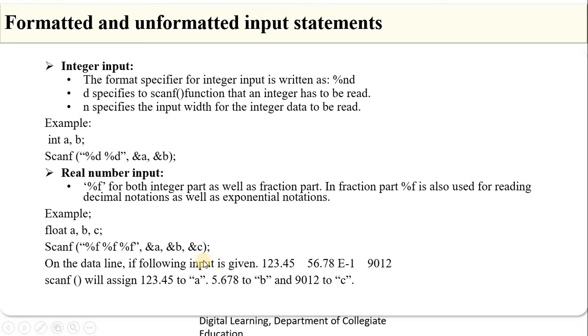then the scanf will read these values. This is a floating point, this is a floating point, this is a floating point. It will read these values and appropriately put the values, right? So a would contain 123.45, your b would contain, this is e raised to minus 1, right? So the point can be shifted to the left, 5.678, and then your c would contain 9012.